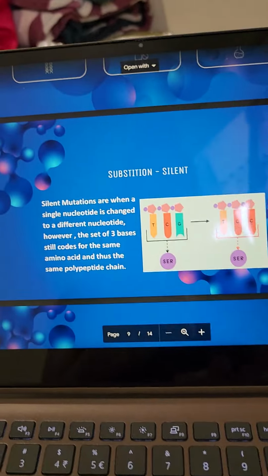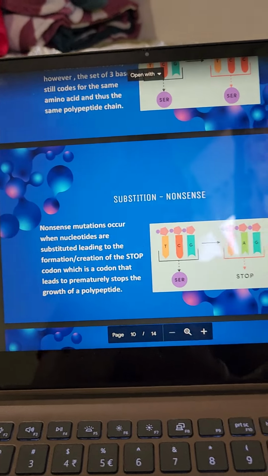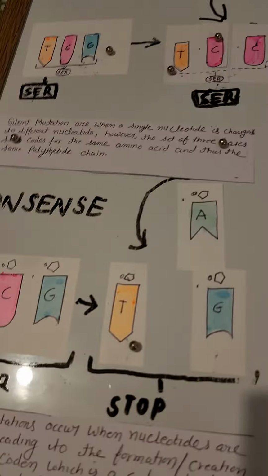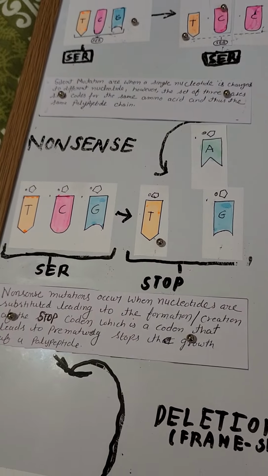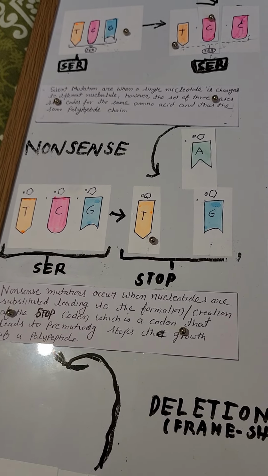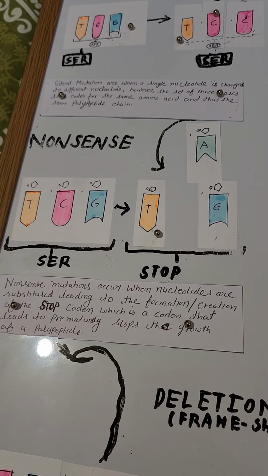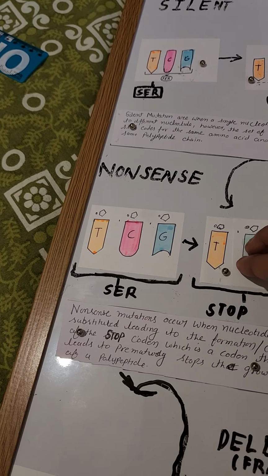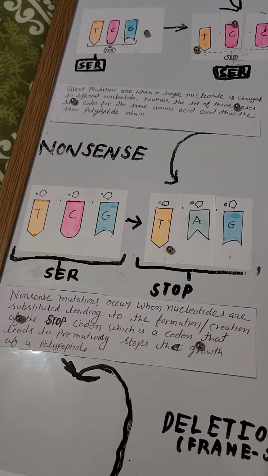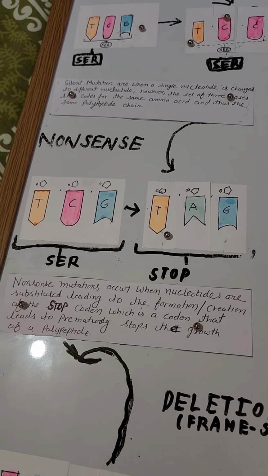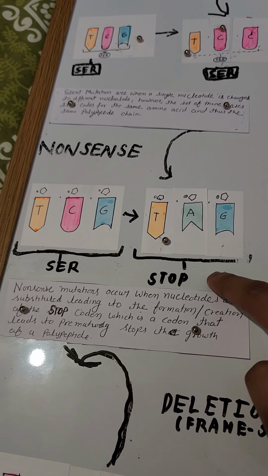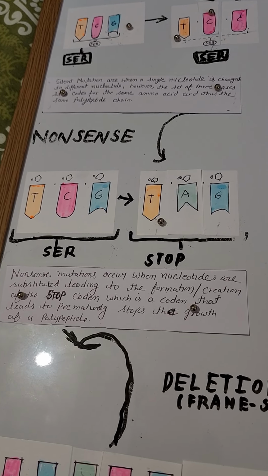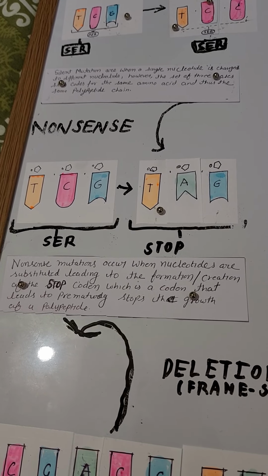Moving on to substitution mutations, nonsense. Nonsense mutations can be seen here. Nonsense mutations occur when nucleotides are substituted, leading to the formation and creation of the stop codon. Here, this can be seen as C has been substituted for A, resulting in the stop codon. This stop codon will lead to prematurely stopping the growth of a polypeptide.